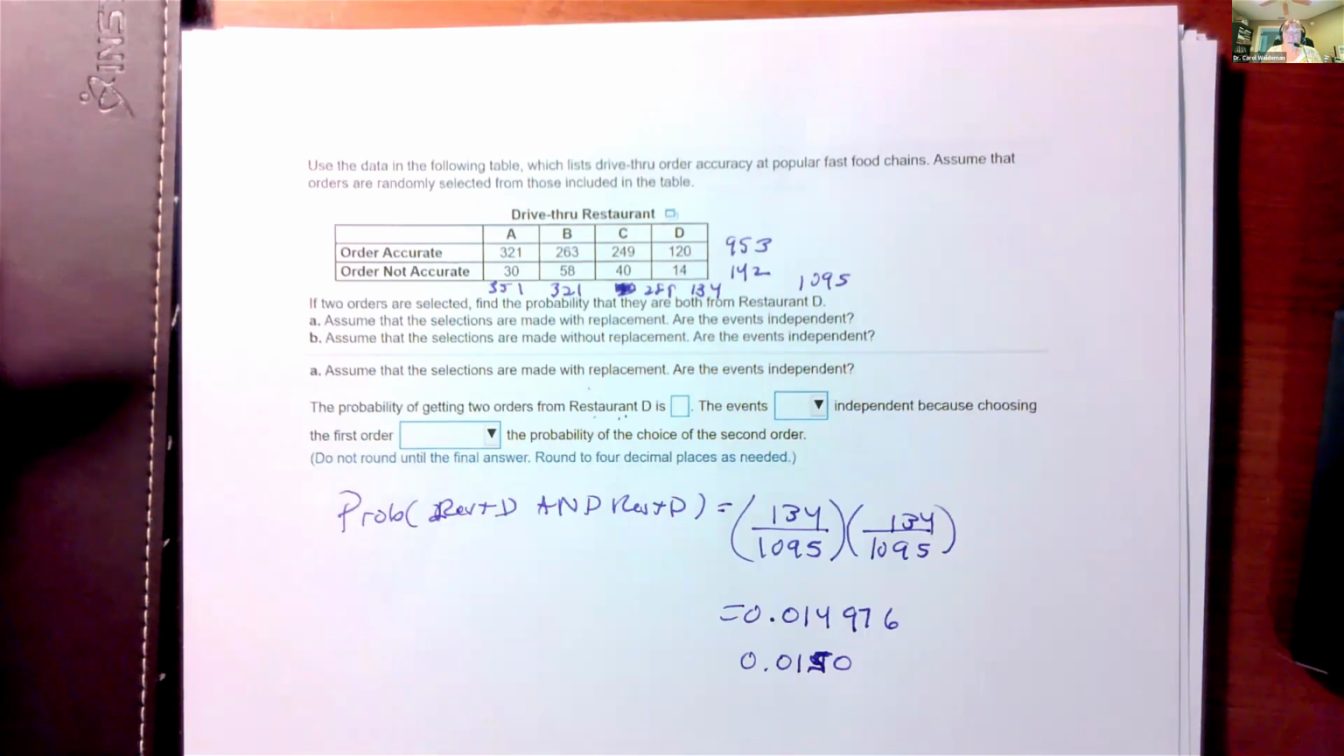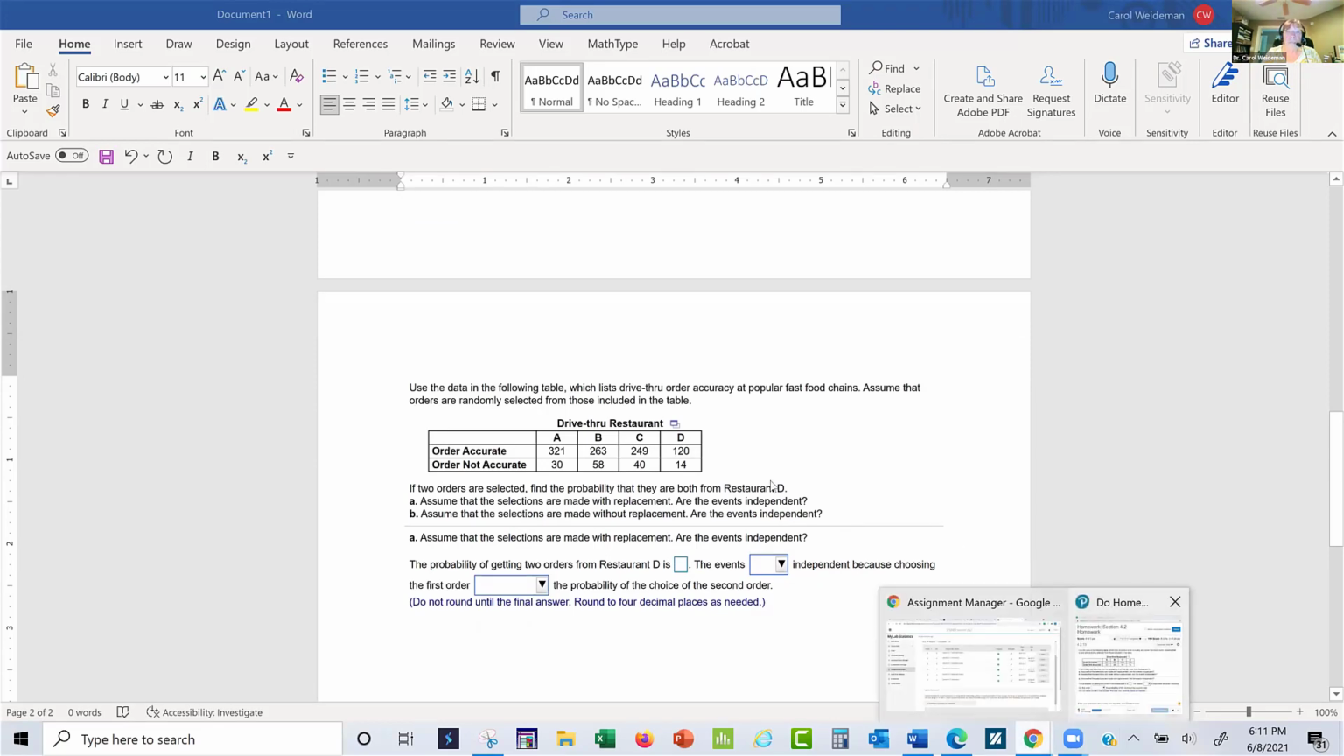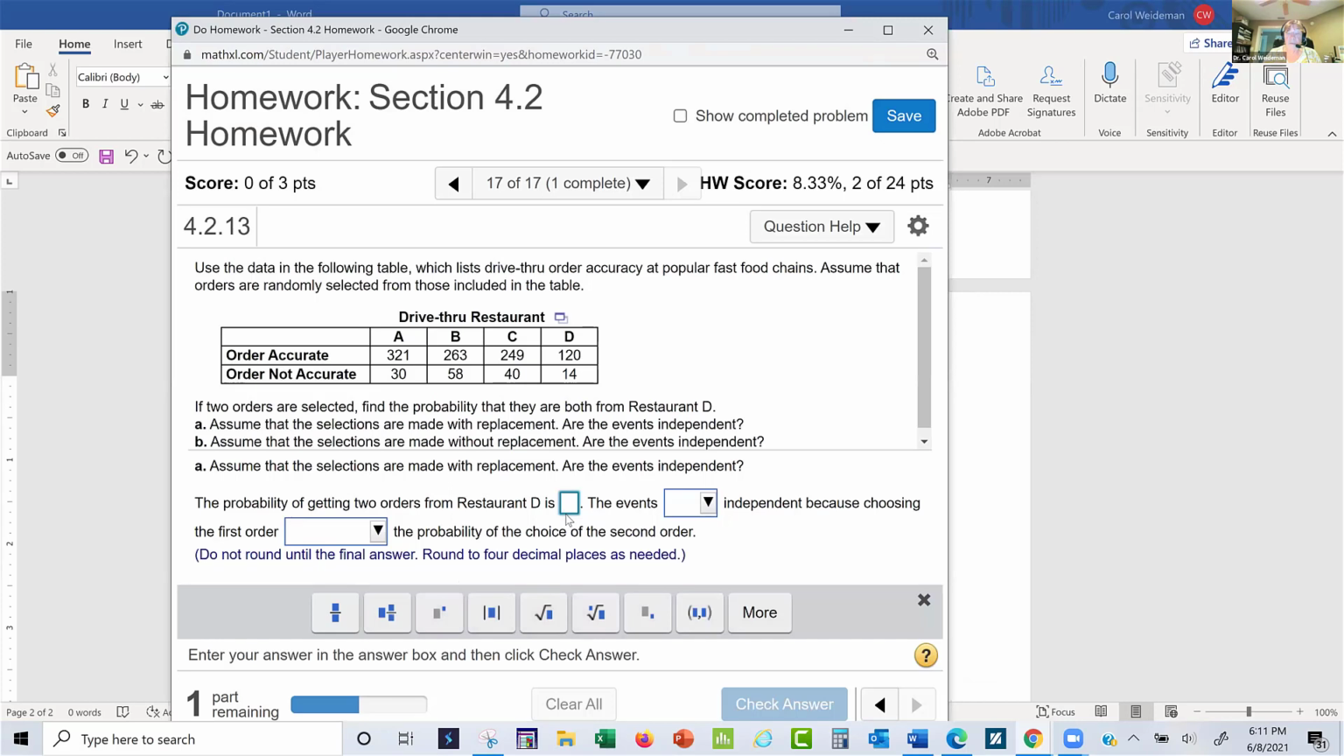All right, so let's go back over to the problem in MyMathLab so we can enter the answers. So let's go ahead and make sure we got the right answer here. Oh, that's not the MyMathLab part. Hold on a second. Here we are. Okay, so I said we had 0.015. Now, are the events independent or not?